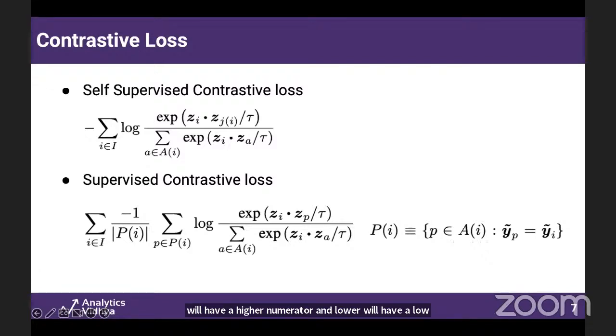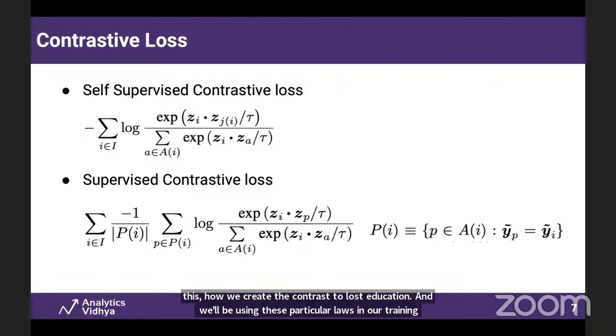So the only difference between these two is that in this supervised contrastive loss, we are passing some label information. It's a kind of prior knowledge to the loss function. So this is how we create the contrastive loss equation, and we'll be using this particular loss in our training procedure. So I'll quickly walk you through the code.